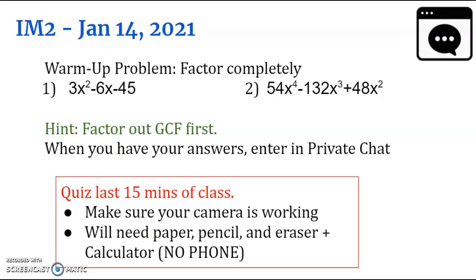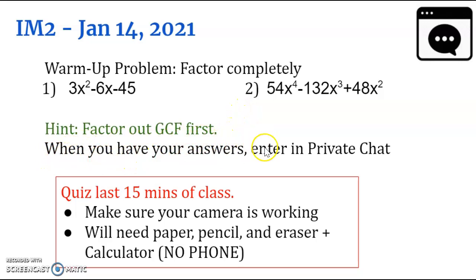You started off by doing two warm-up problems where you're supposed to factor completely 3x squared minus 6x minus 45 and 54x to the power of 4 minus 132x to the power of 3 plus 48x squared. These are the last two factoring problems that we'll be solving before your quiz. So make sure you do them. A hint to get you started is always factor out GCF first. Look for GCF to factor out. That's going to make your life a whole lot easier.